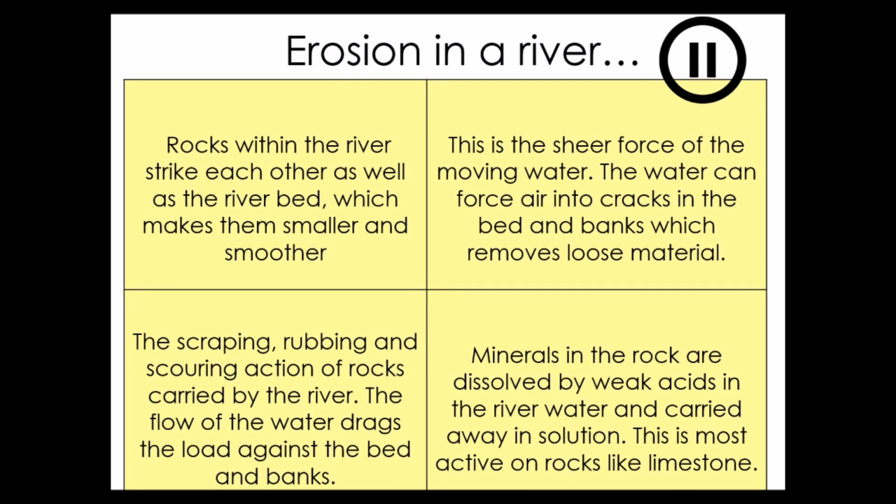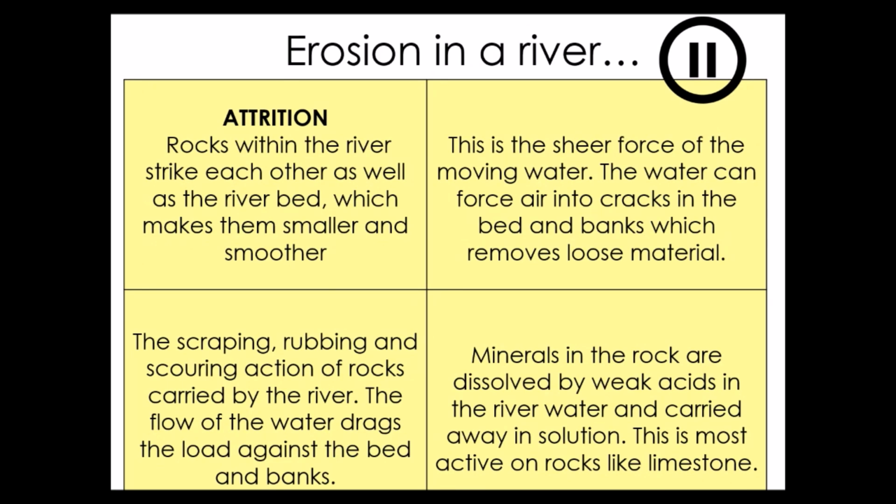Okay, so let's have a look at these one by one. So reading the first one, rocks within the river strike each other as well as the river bed, which makes them smaller and smoother. Now you might have noticed that that is very similar to what's happening in the coast when you have got waves moving sediment around, and those pieces of sediment, whilst they are in suspension in the water, are breaking up. So it's exactly the same key term. We have got attrition.